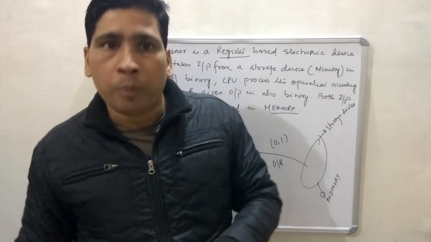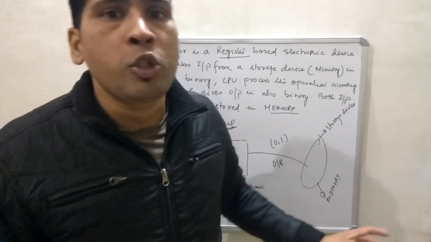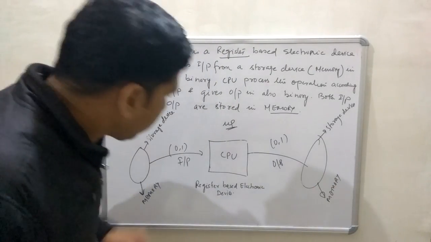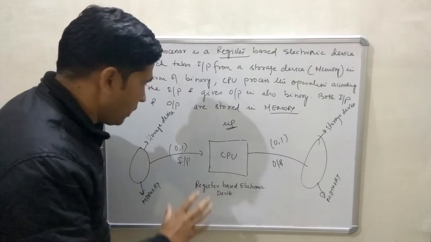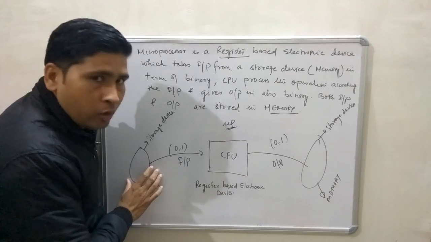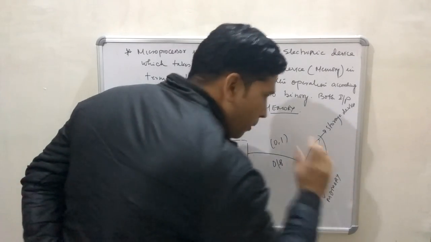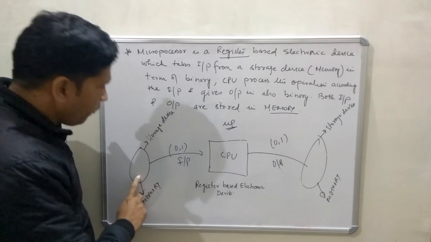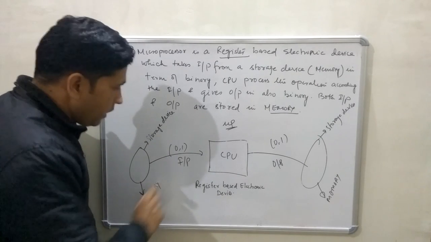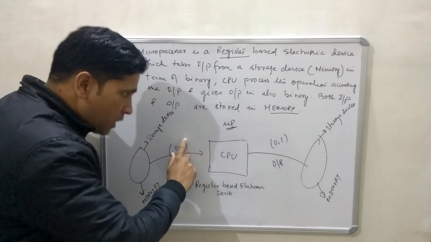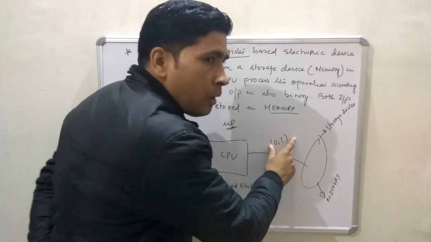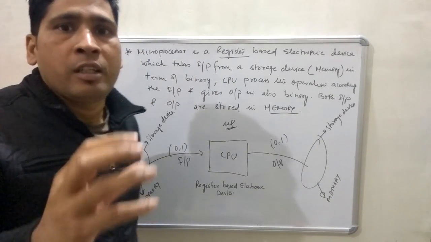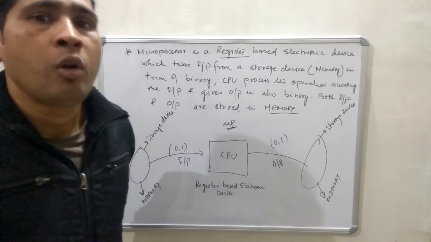Both input and output are in binary form, meaning 0 and 1, and both input and output are stored in memory. By this diagram you can easily understand what a microprocessor is. This is the CPU, and this is a storage device that is called memory. The CPU processes according to the input and gives output in the form of binary. Both input and output are stored in memory. So this is the simple definition of a microprocessor and how it works.